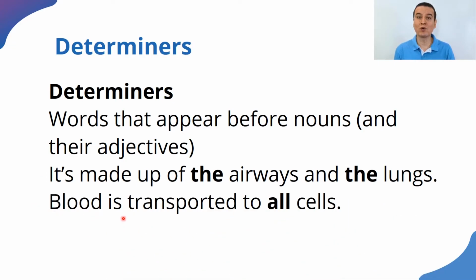All right? And we have another example here from the text. Blood is transported to all cells. So anything that comes before the nouns, like in this case, cells, all cells, is a determiner. Have you noticed that when we say blood, we don't have a determiner there? When we're talking about something general that doesn't need special characterization, we don't need a determiner. When we are talking about something in plural, if we're just talking about cells in general, we don't need a determiner.